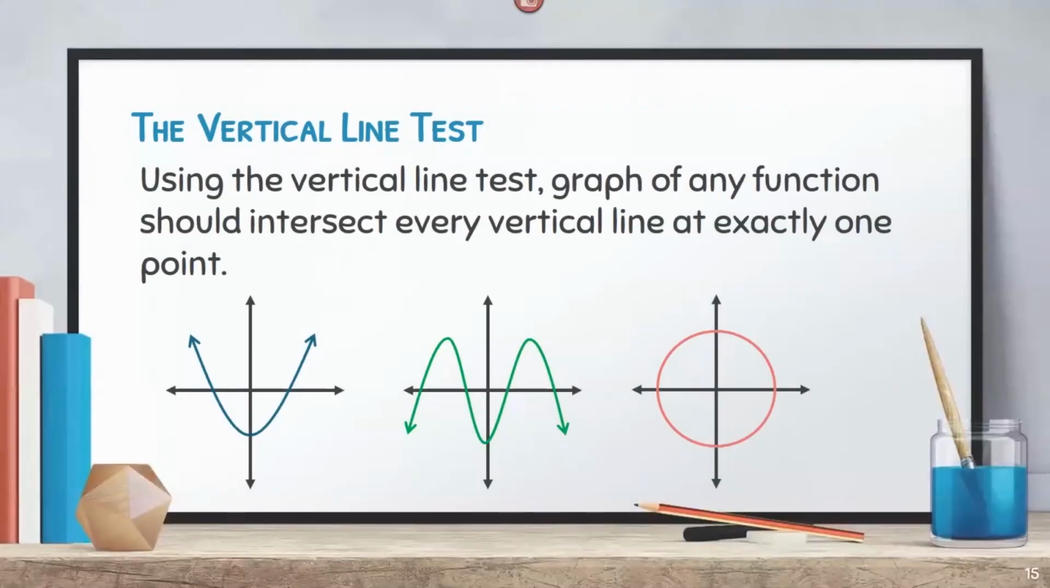Moreover, if you were given a graph to determine if it is a function, the vertical line test is being used. Any function should intersect every vertical line at exactly one point. In this graph, notice that all vertical lines being drawn on the graph intersect the graph at exactly one point. Therefore, this graph is a function.